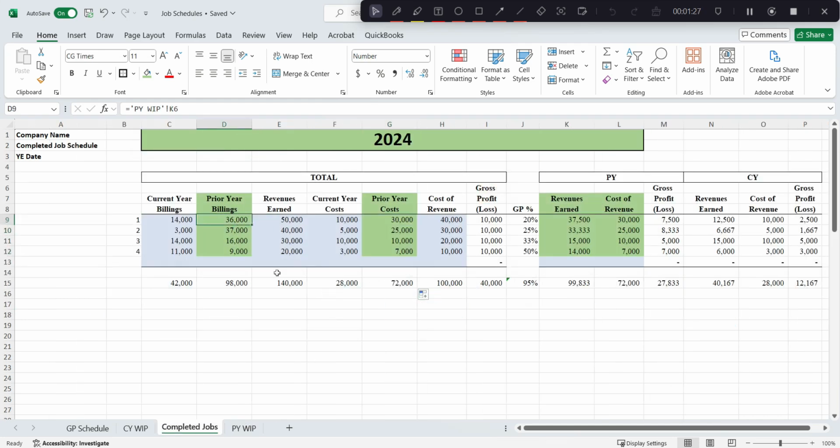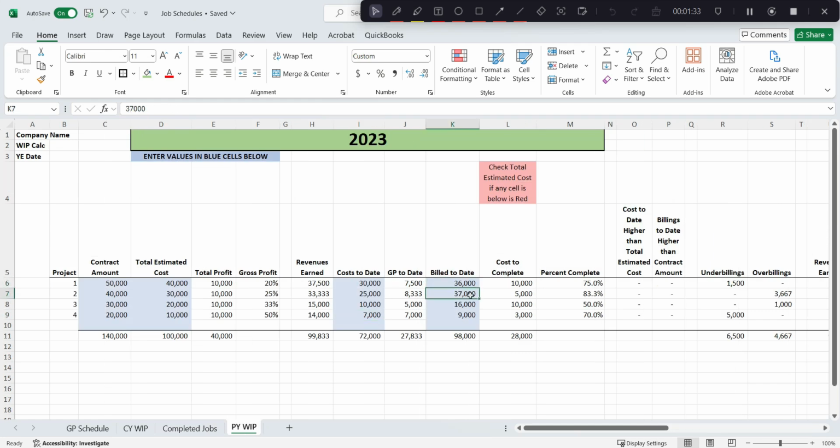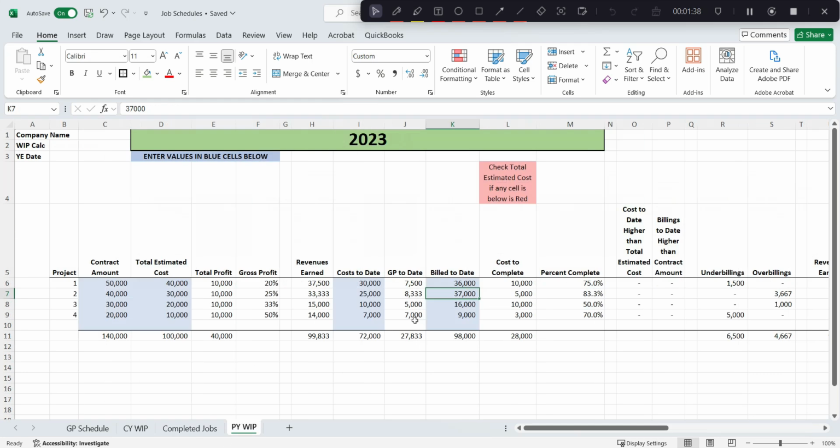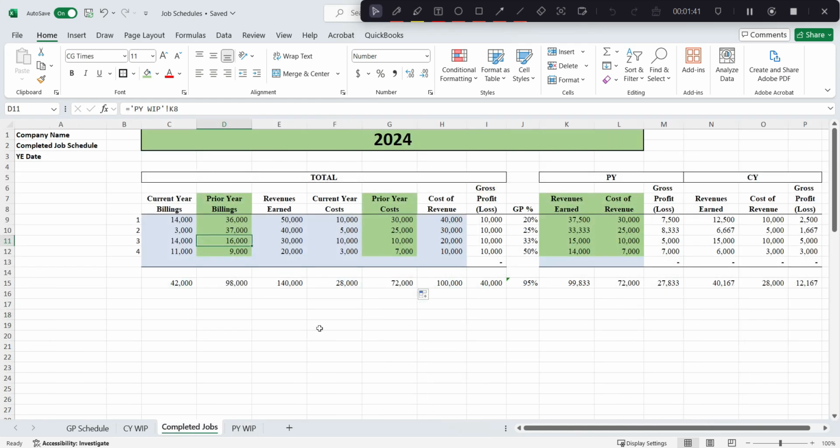Same idea with billings. $36,000 in billings for job 1, $36,000. $37,000 for job 2, that ties there. $16,000 and $9,000, $16,000, $9,000. Same idea with costs. Take your current year billings this time and add them to your prior year billings to determine the total contract price, your gross revenue for each one of these jobs. $50,000, $40,000, $30,000, and $20,000. That's your gross revenue for each one of these jobs.